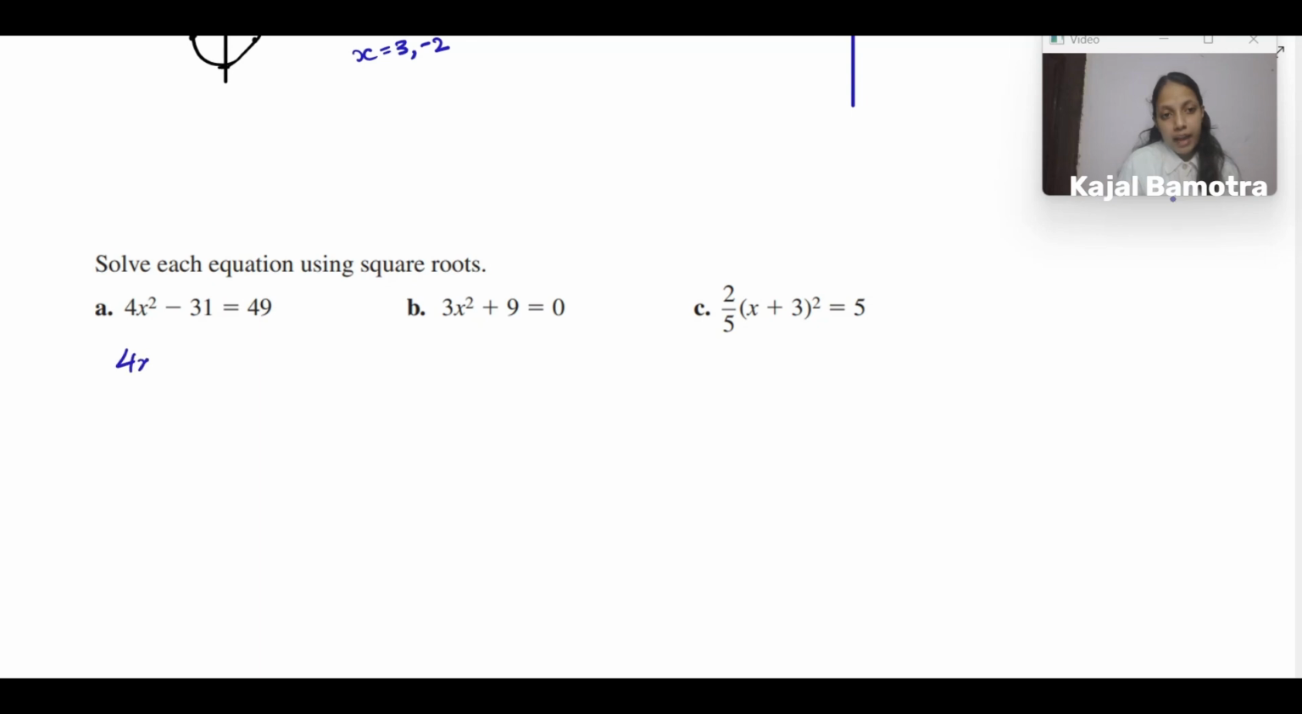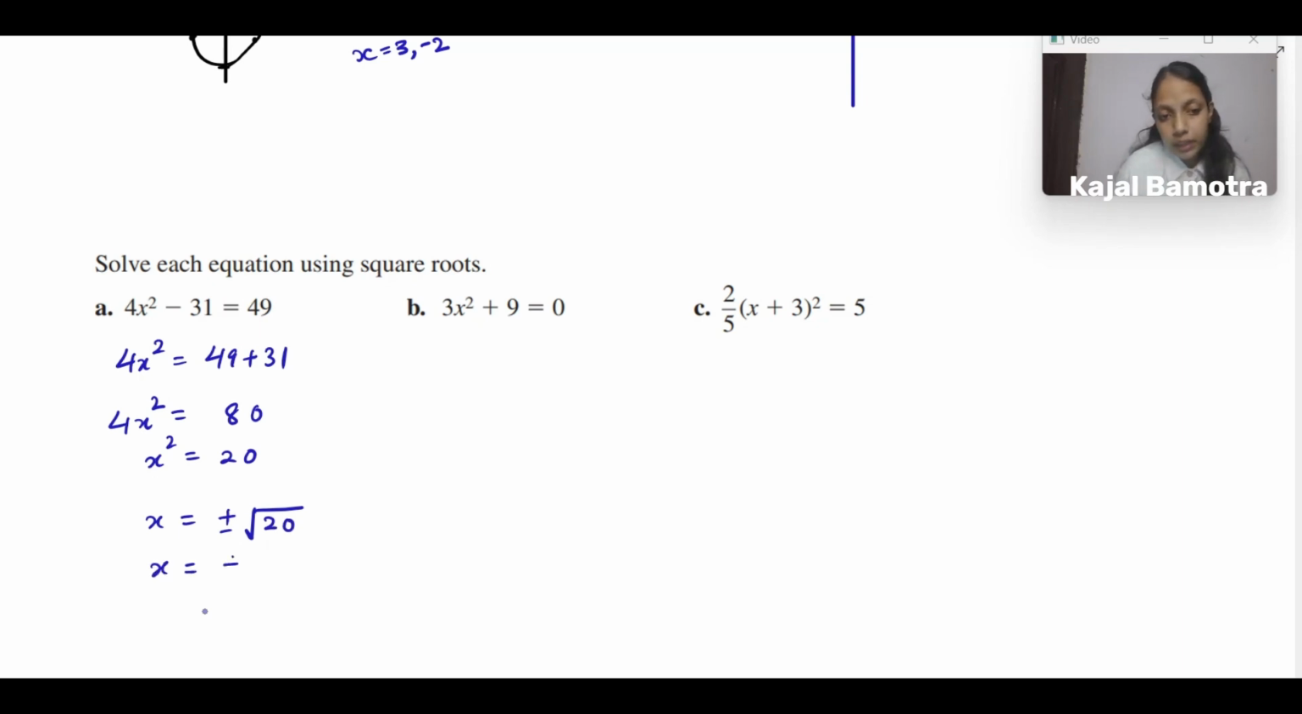Here, I'm adding 31 on both sides. 49 plus 31, what's that? This is 80, equals 4x squared. I divide by 4 now. I'm getting this. Now take the square root. When you take the square root, one answer is positive and one answer is negative. So x equals plus or minus the square root of 20, which is the square root of 4 times 5. The square root of 4 is 2. So plus or minus 2 square root 5 is the answer.